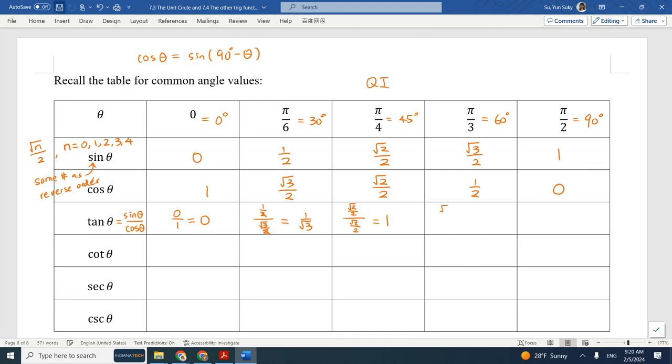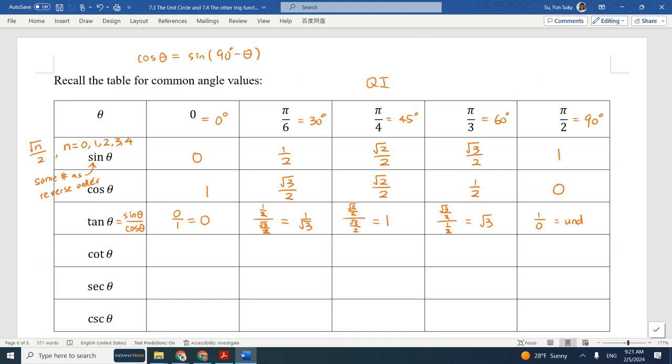And the next one, root 3 over 2 over 1/2. We cancel the half. We get root 3. The last one, 1 over 0, undefined. Is that okay, everybody? Yes. So look at the first 2 rows, and then we can figure out the third row using sine theta over cosine theta. How about cotangent?